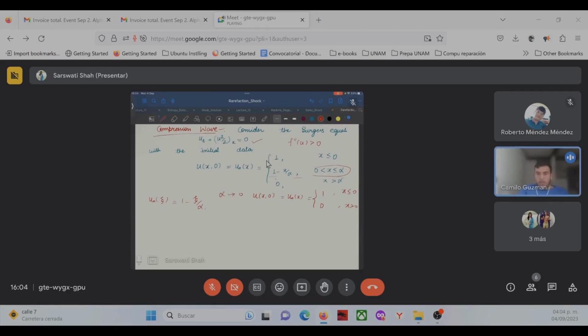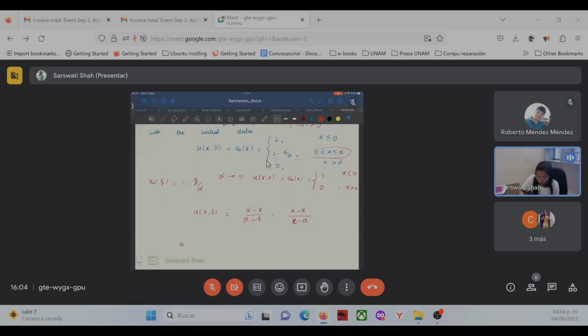I don't know if my answer is correct, but I got u equals alpha minus x, all of this upon alpha minus t. Exactly, so this is the correct answer. Now, when we write the solution, we need to be very careful with the domain, the 1 and the 0, because this was the case when t was 0, and the second region will be this.